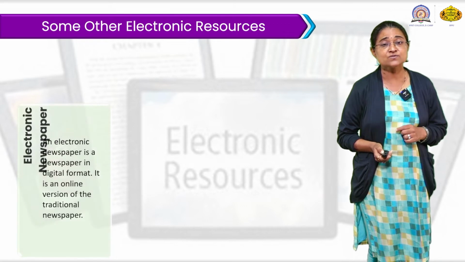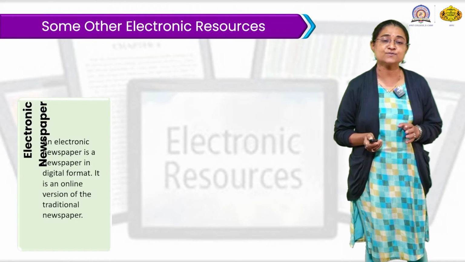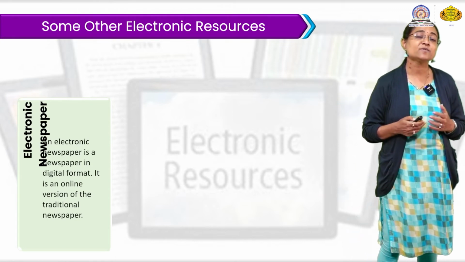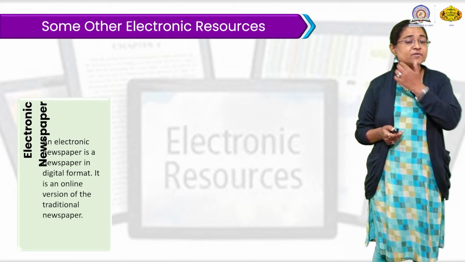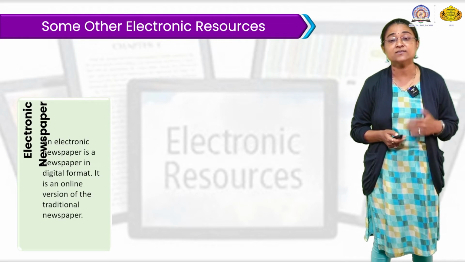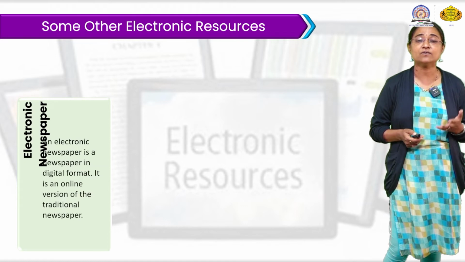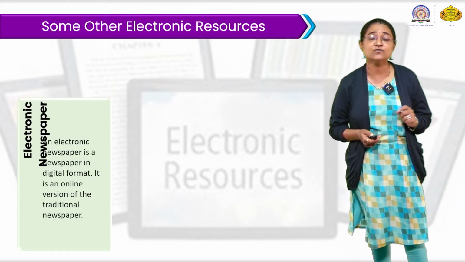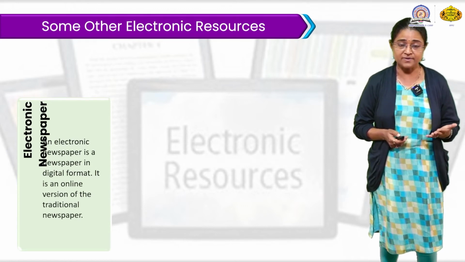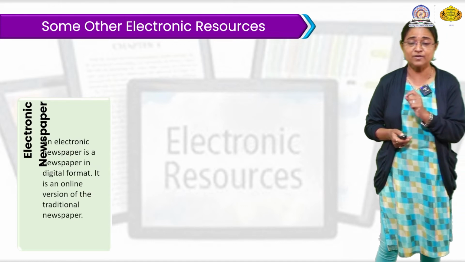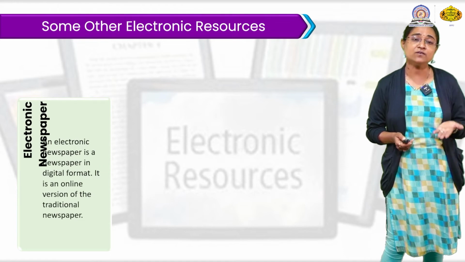Some other electronic resources are electronic newspapers. Like our regular print newspaper, newspapers are now also becoming electronic in format. An electronic newspaper is a newspaper in digital format. It is an online version of the traditional newspaper. If you go to Google search and search for e-Sakal, you will get to an e-newspaper, or e-Lokmat paper, e-Deshdoot Times. So these are the electronic formats of a newspaper.